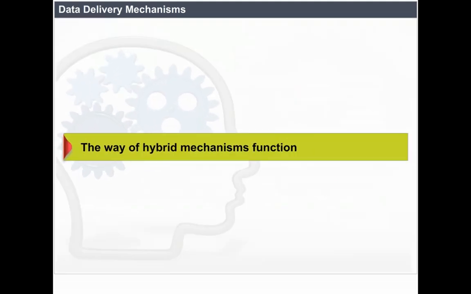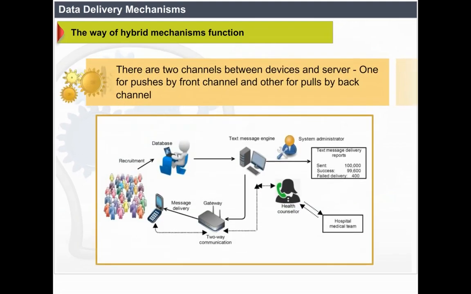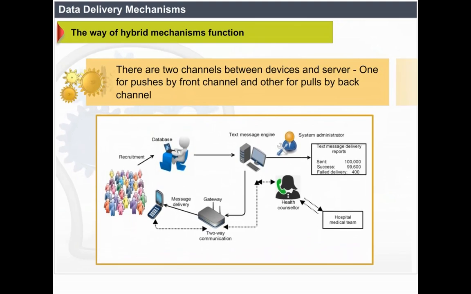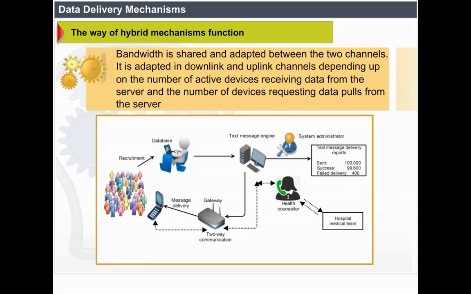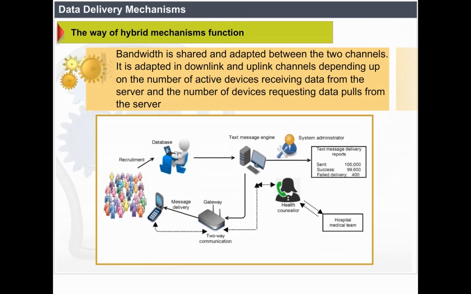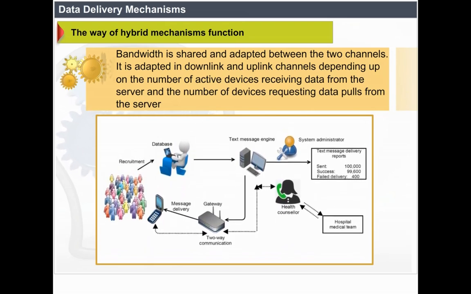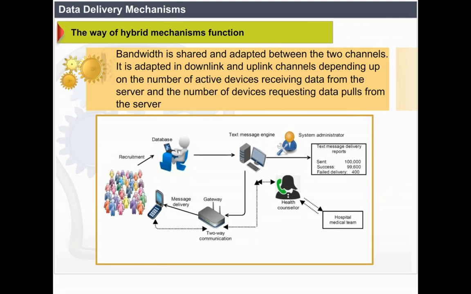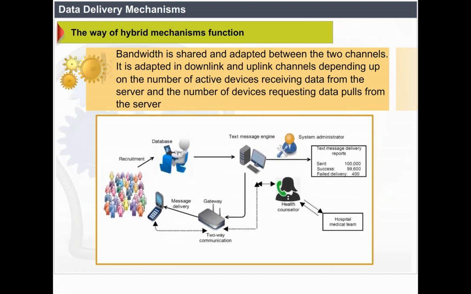Hybrid mechanisms function in the following way. There are two channels between devices and server, one for pushes by front channel and the other for pulls by back channel. Bandwidth is shared and adapted between the two channels. It is adapted in downlink and uplink channels depending upon the number of active devices receiving data from the server and the number of devices requesting data pulls from the server.